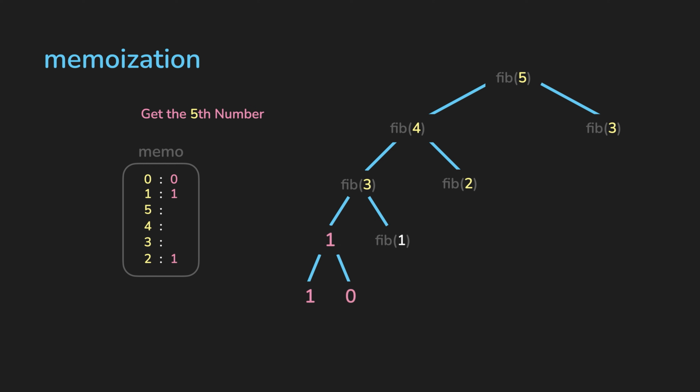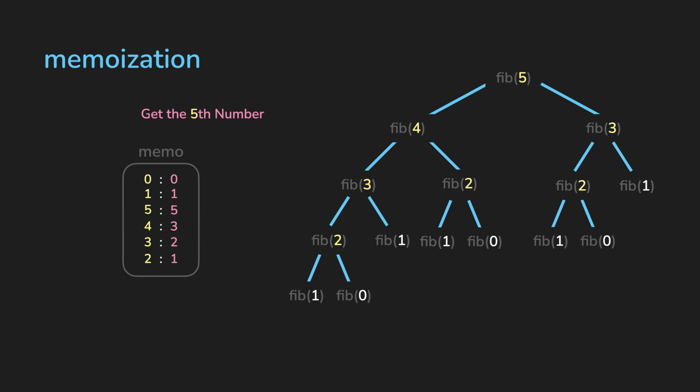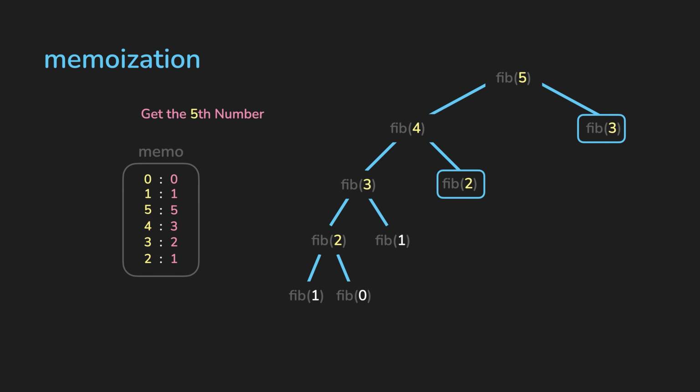Once we pave our way through and fill up the memo map, can you notice how much repetition we avoided? If you see the number of calls in this approach, we are doing much less than before. This approach will result in roughly 2 times n steps. So the time complexity will be O of n instead of O of 2 to the n.